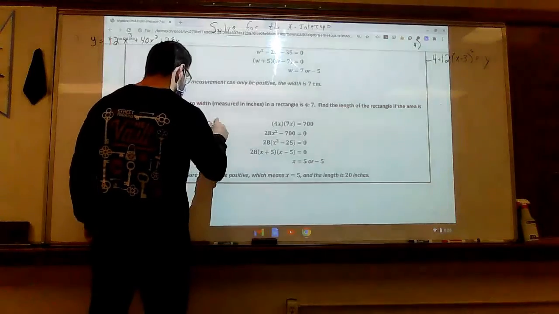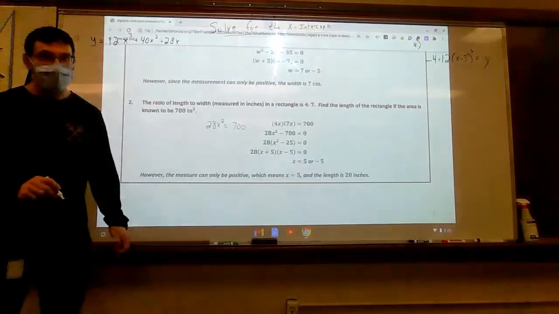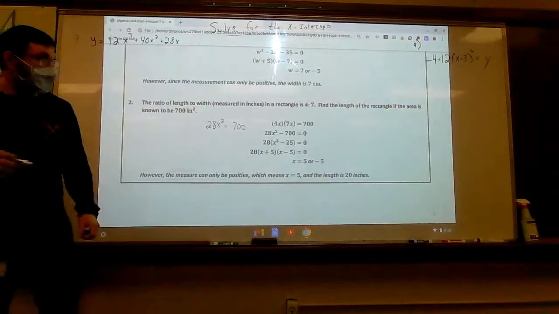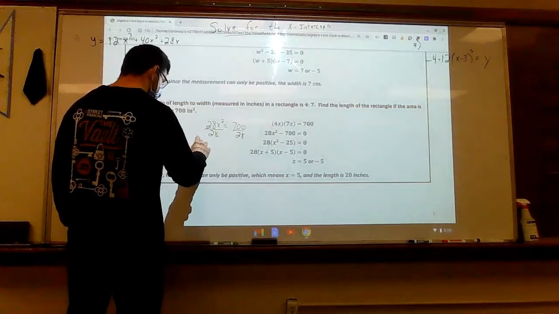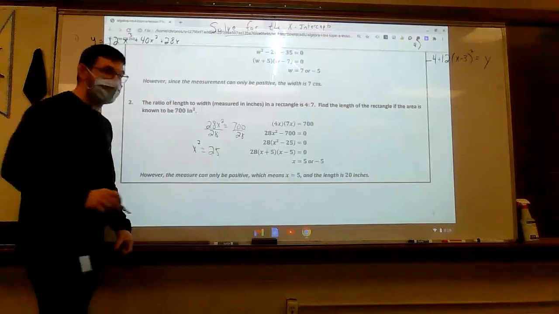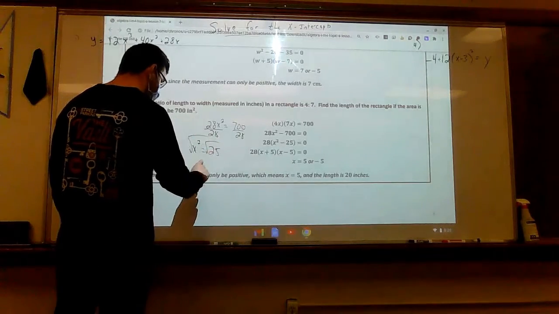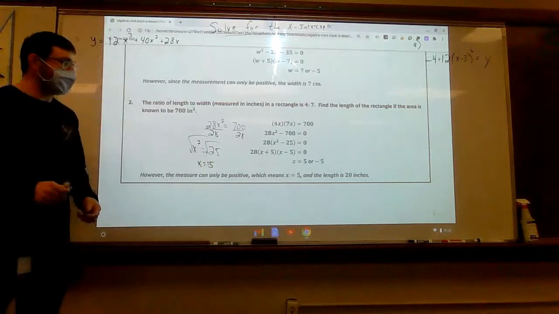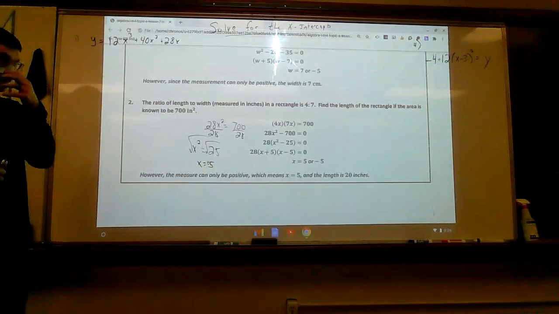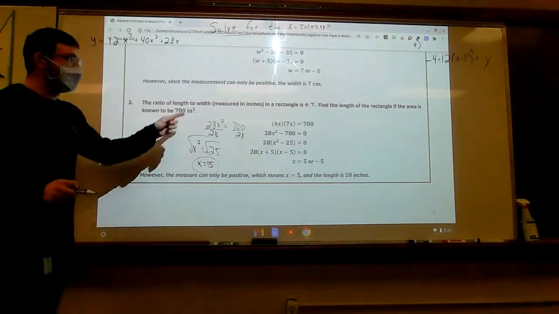Most of you got 28x squared equals 700. There is no x term. I would have physically divided both sides by 28 and gotten x squared equals 25. Everybody still with me there? And then I can take the square root. That gives me x equals 5 plus or minus. Well, we know it's going to be positive 5. Right? Okay?